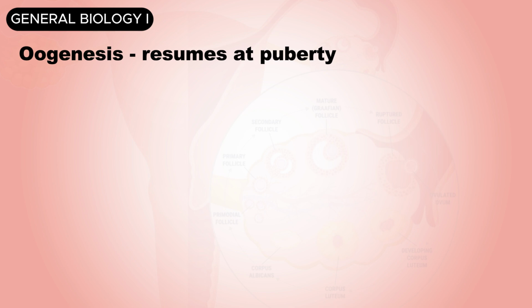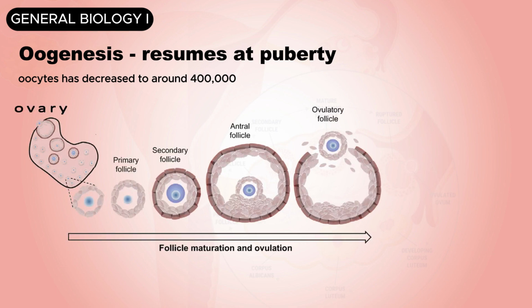At puberty, hormonal signals trigger the menstrual cycle and oogenesis resumes. During this stage, the number of oocytes has decreased to around 400,000. Each month, a group of primordial follicles is recruited, but typically, only one follicle, known as the dominant follicle, fully matures. The primary oocyte in the dominant follicle completes meiosis 1, dividing into a large secondary oocyte and a smaller polar body, which usually disintegrates.